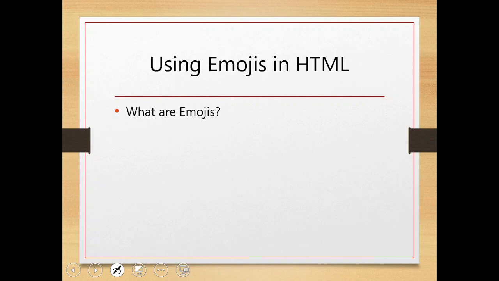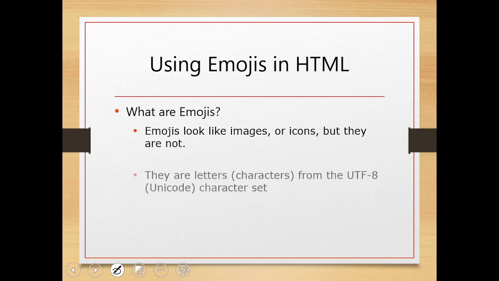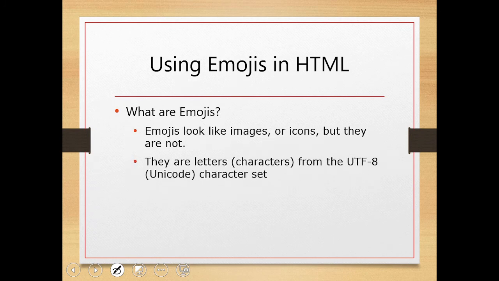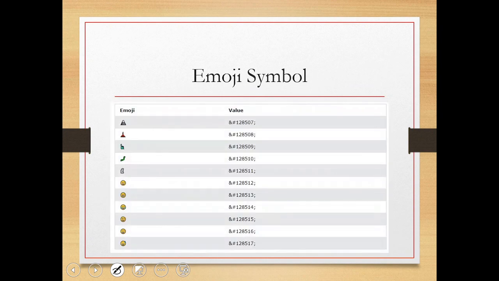So what are basically emojis? As I said, emojis are kind of expressions which look like images or icons, but they are actually not, because they are letter characters from UTF-8, that is the Unicode character set. From there you come to know what is exactly an emoji in HTML. It's not an image, it's not an icon, but it looks like an image and it is created using a character entity. We have a few emoji symbols and they have specific values.